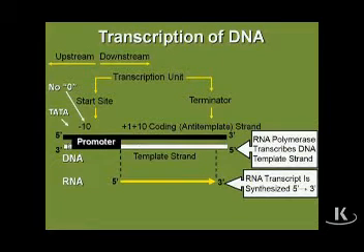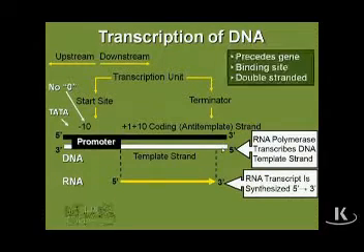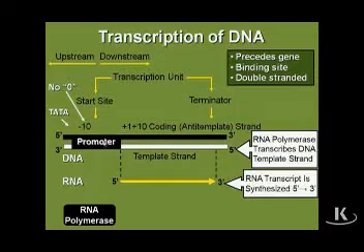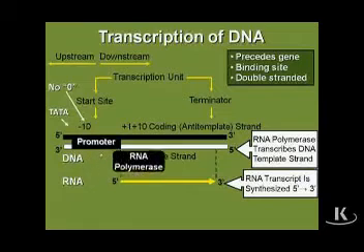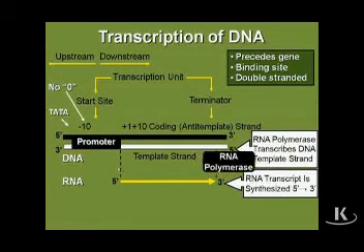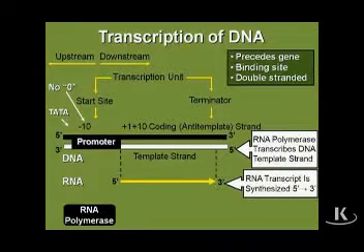The template strand is going to be read by the RNA polymerase from the 3' to 5' end, and this RNA polymerase is going to look for the promoter sequence, and it will come in, start reading the template strand from 3' to 5', and thus synthesize an RNA from 5' to 3'. Let's take a look at that again.